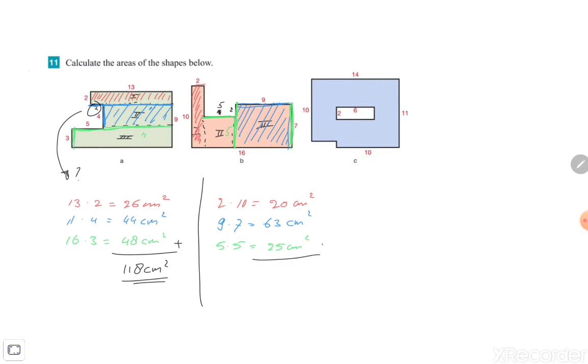Now we're gonna add those 3 parts, and then you get 108 square centimeters. So that's the solution of shape B.